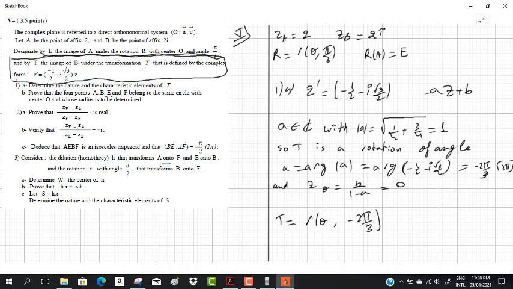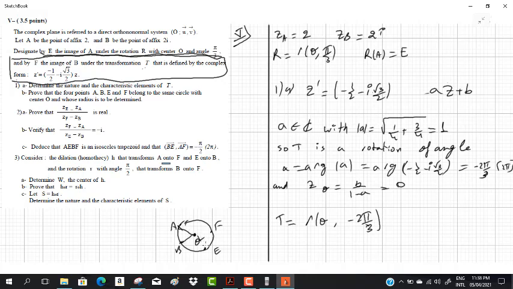Part B: prove that A, B, E and F belong to the same circle of center O and whose radius is to be determined. Again, we have to show that A, B, E and F belong to the same circle of center O and radius to be determined.